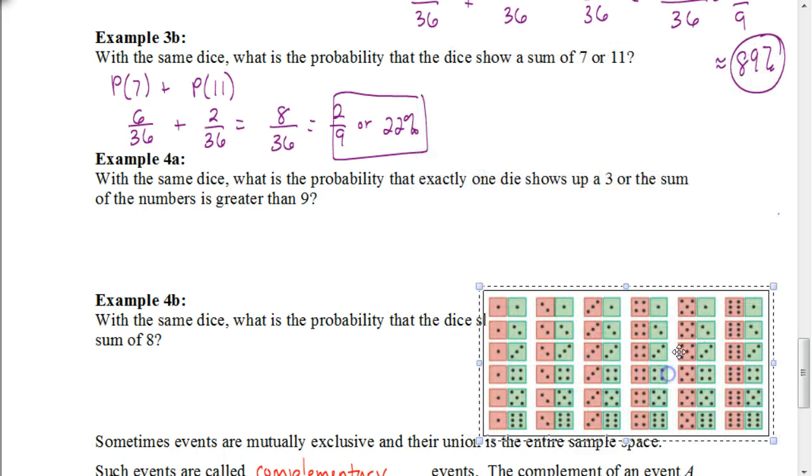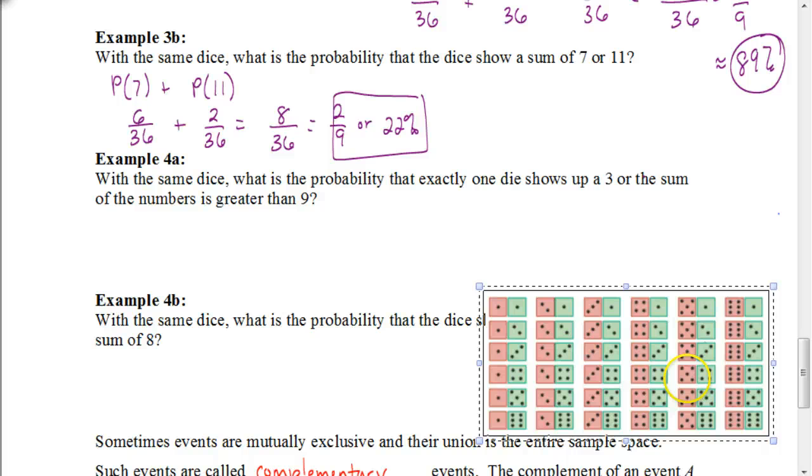I'll move it down here. So it says, using the same dice, what is the probability that exactly one die shows up a 3, or the sum of the numbers is greater than 9? So you want to figure out, is this a situation that's mutually exclusive or not? Is there a situation where we can have a die that shows up as 3 and a sum that's greater than 9? You need to ask yourself and figure that out on your own.